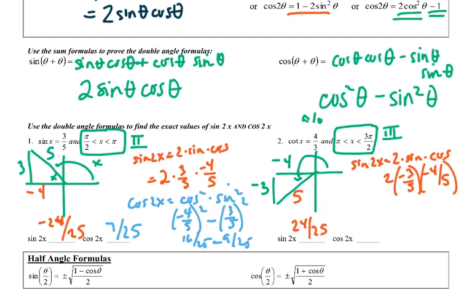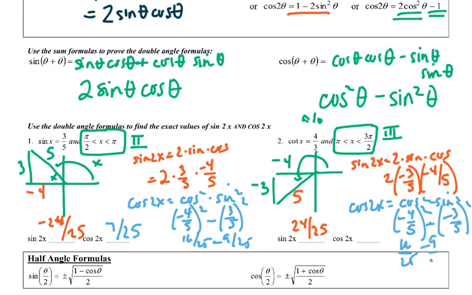If I want to do the cos of 2x, it's cos squared minus sine squared. The cos of that angle is -4/5 squared. The sine of that angle is -3/5 squared, minus in the middle. So I'm going to get 16/25 minus 9/25. So again, 7/25. So a little bit of a different kind of problem for there.